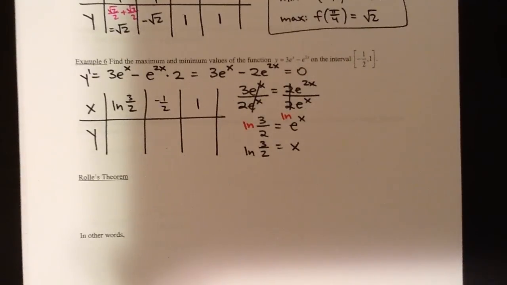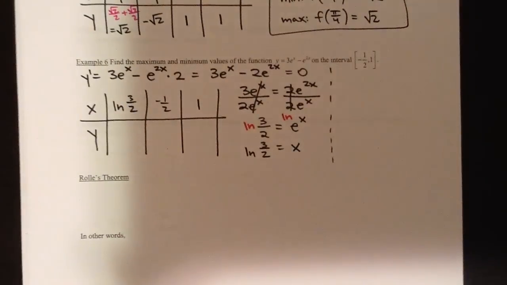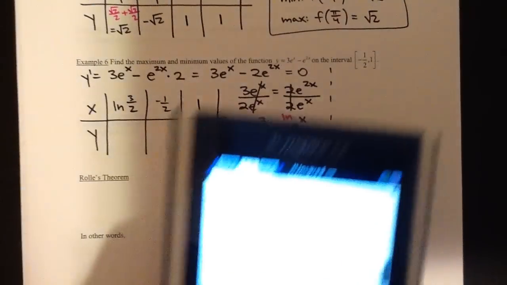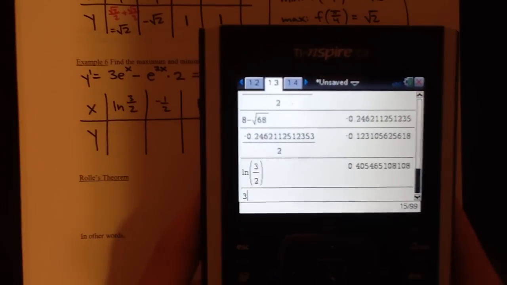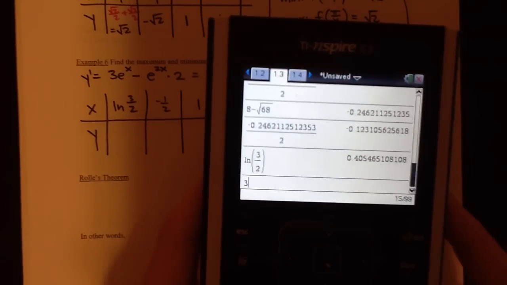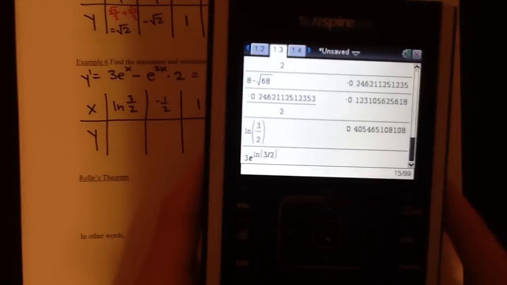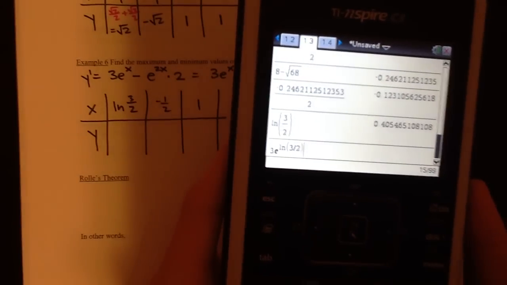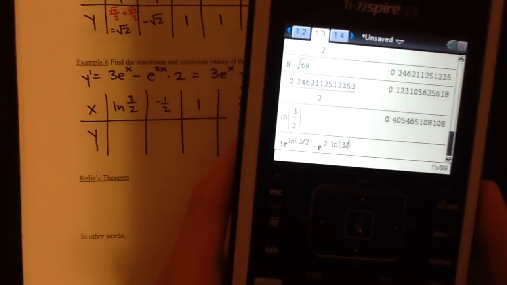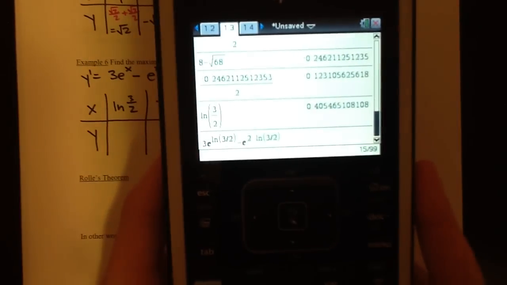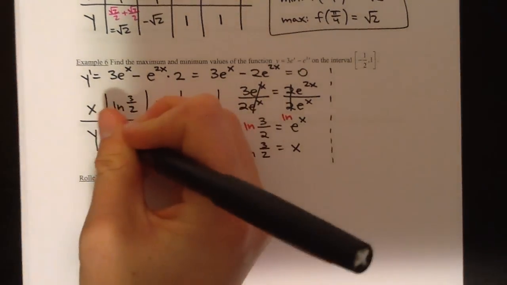So let's first plug in the natural log of 3 halves. You know what? I'm going to just do it in the calculator. No big deal. All right, so my function is 3 e to the x, where I plug in the natural log of 3 halves, and then minus e to the 2x, so 2 times the natural log of 3 halves. Okay, so we plug that in. That's my critical point. I get 2.25. All right, nice, neat value there. 2.25.